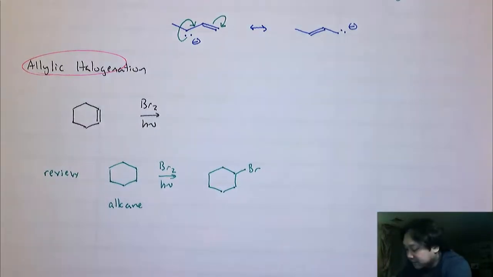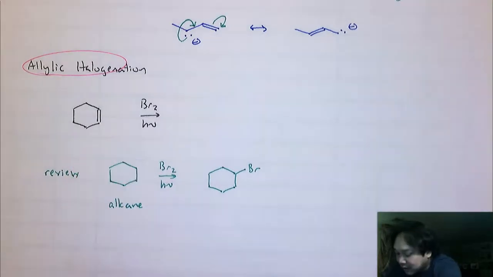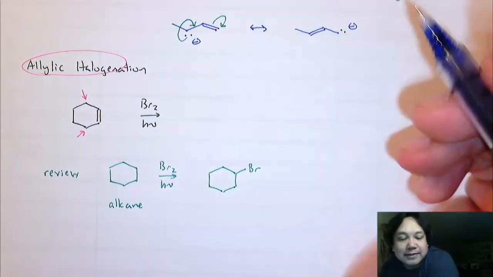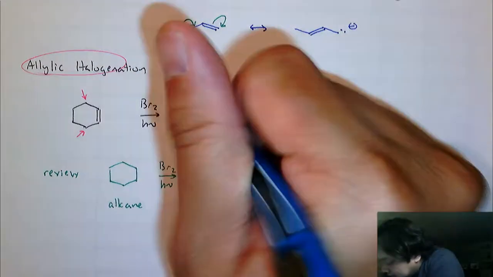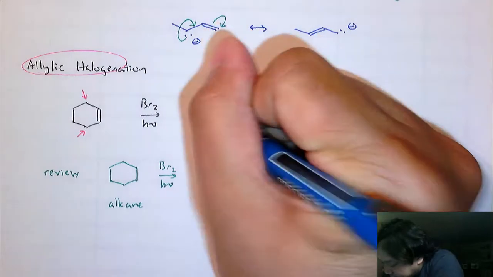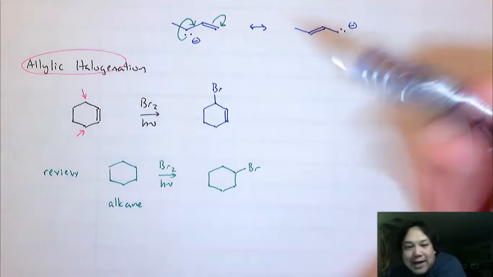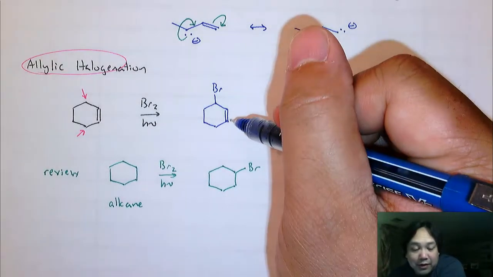But let's go back to our new reaction, allylic. Your allylic positions are where? Here and here. It doesn't matter which one, because they would give the same set of products. So the same set of products, I'm just going to put the Br up here. It has to be allylic, so you're not going to get rid of the double bond.